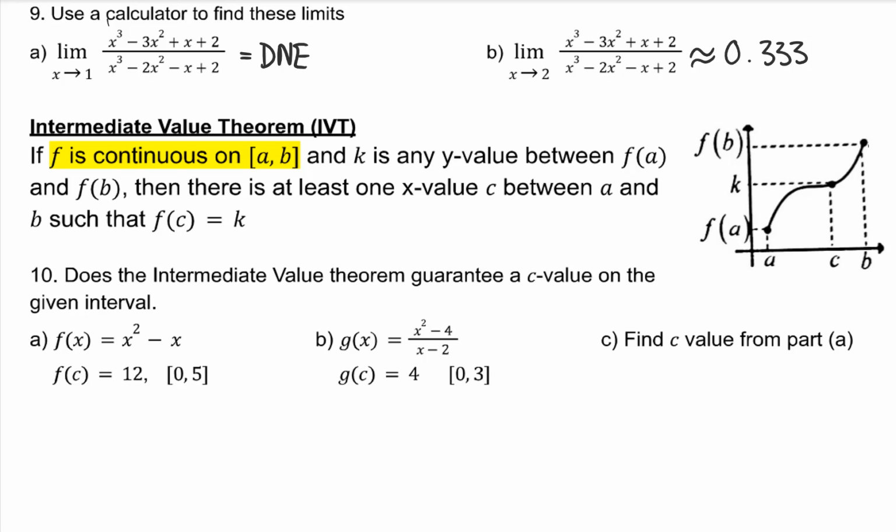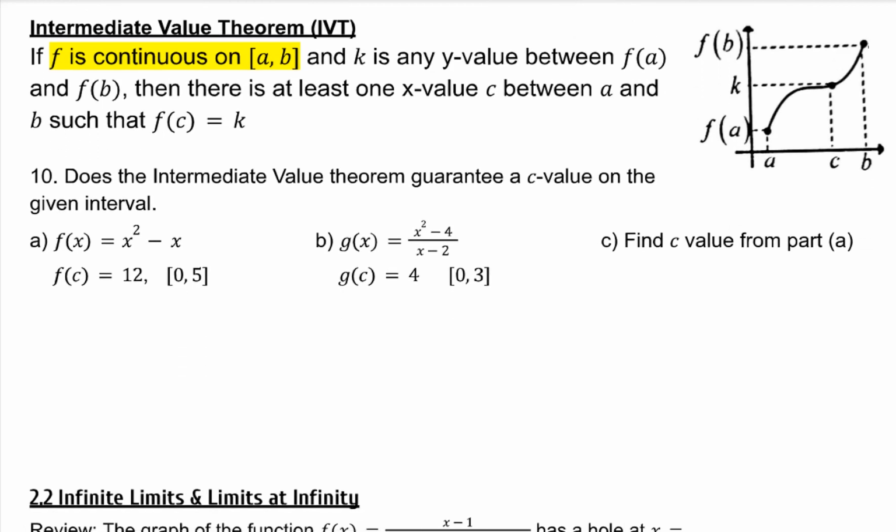So does the intermediate value theorem guarantee a c value on the given interval? What we're going to do to test it out is, first of all, establish if we are continuous. This is a quadratic and all polynomials are continuous. So write f is continuous on 0 to 5, the interval we're looking at. All right, so we're going to plug in 0 and plug in 5 to see if 12 is a y value between those.